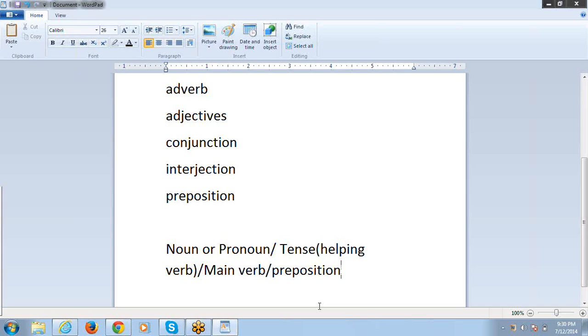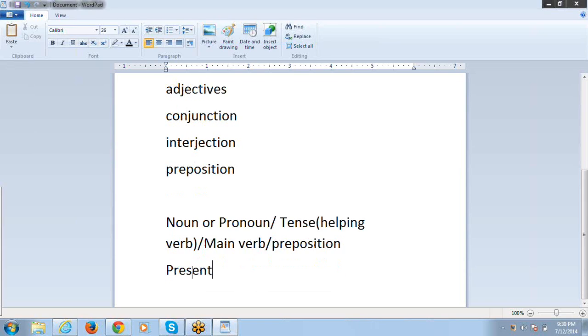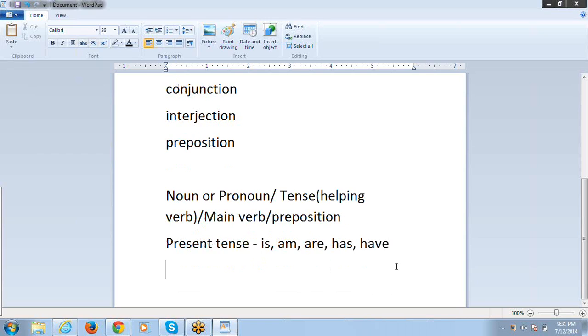Can you frame sentences according to this particular sentence structure? I'll tell you one more thing to make it very easy. What are the helping verbs that are used in the present tense? The helping verbs for present tense are am, is, are, has and have. Right now what I'm doing with you is just an overview of the language to make it easier for you to understand. We are not going into depth. So for present tense you use these.